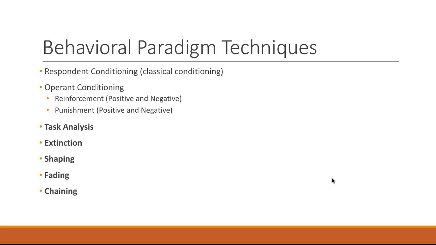In backward chaining, the teacher or the therapist is doing all steps of the task except for the very last one. The child completes the last step of a task. And with forward chaining, it's the opposite. The child completes the first step of the task and then gets assistance for the rest from the caregiver or therapist.